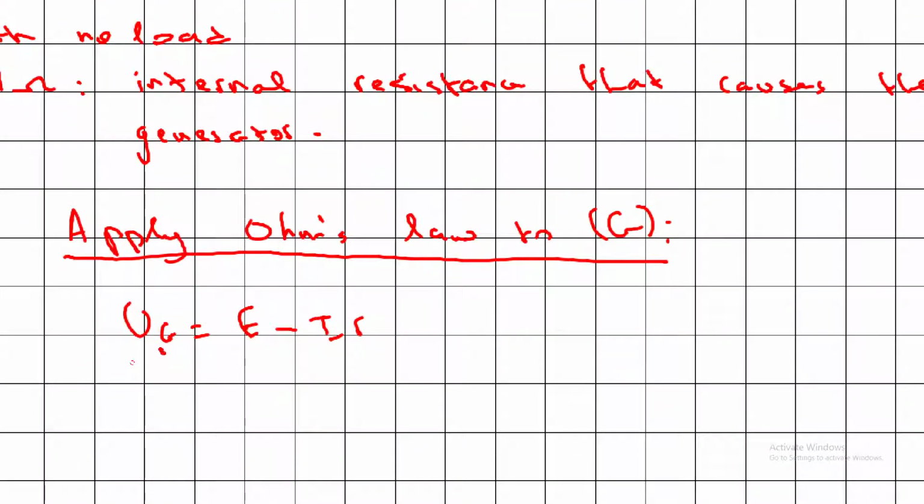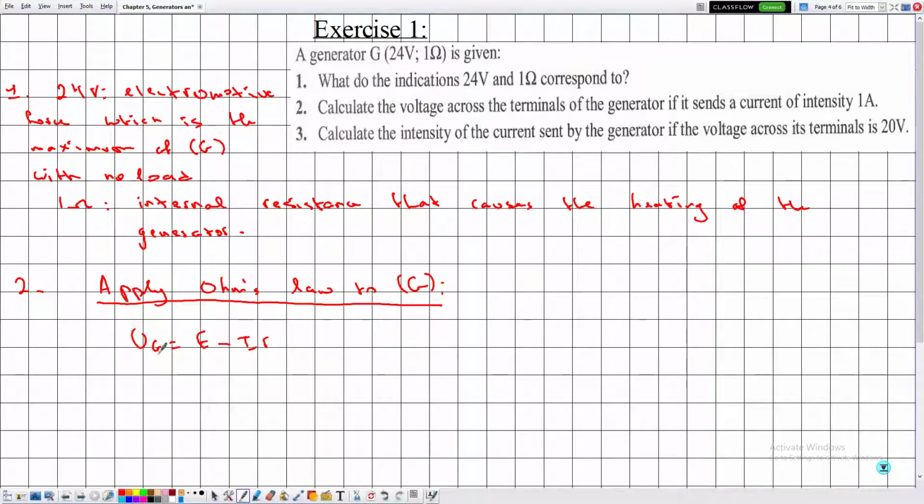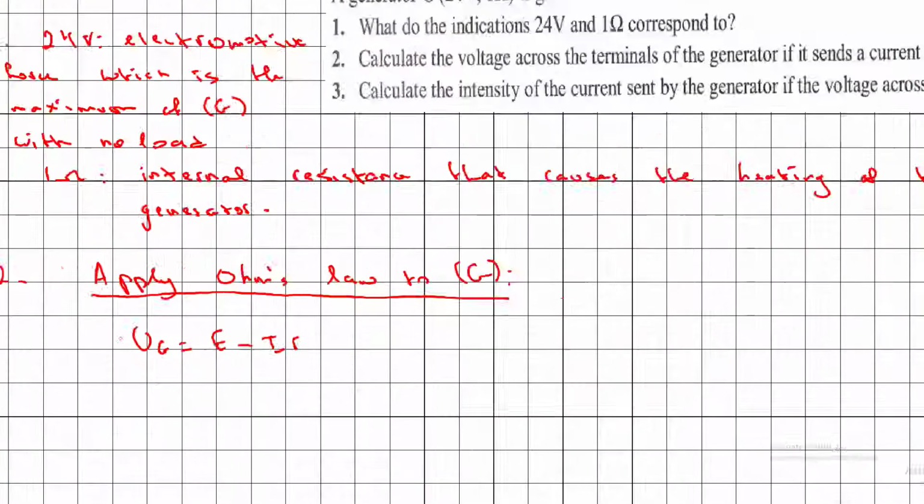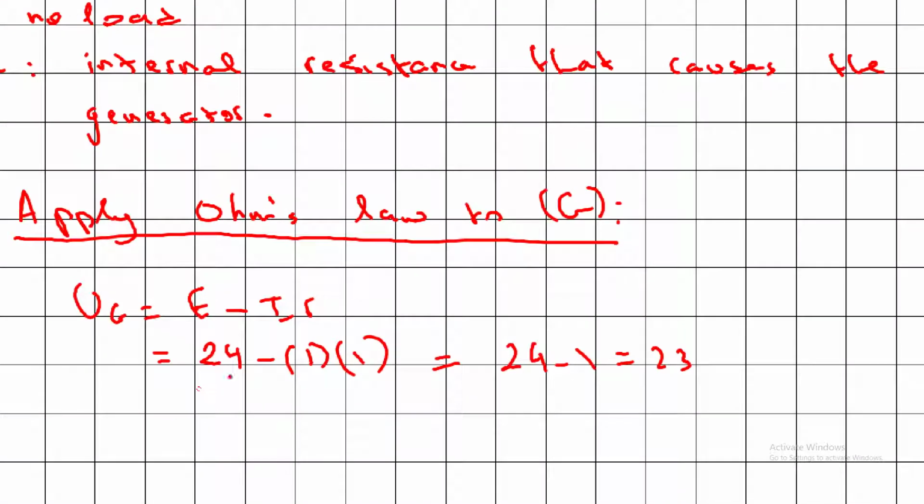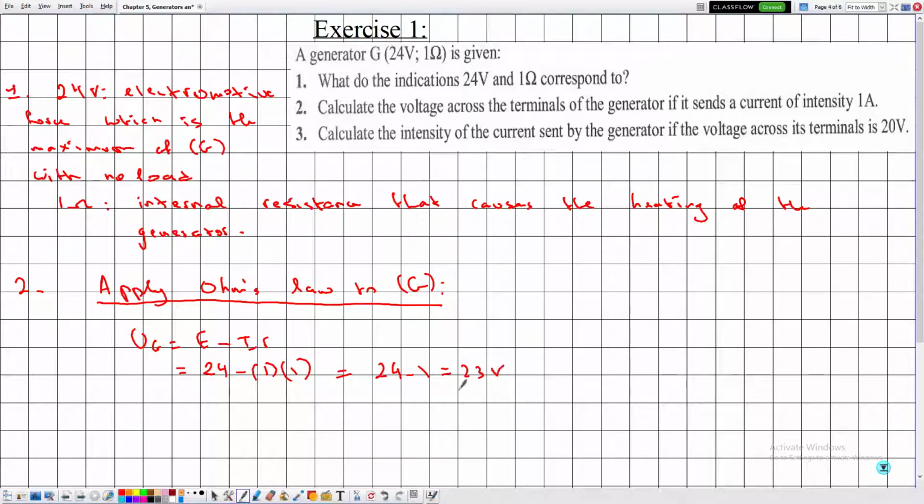Here there is no need to distinguish between 2 points because we are not considering an electric circuit, and we are interested in calculating the voltage. So this is the quantity we are interested in calculating, which is equal to the value of E, the electromotive force, given by 24, minus the value of the traversing current, given by 1, multiplied by the internal resistance, which is also given by 1. So this is equal to 24 minus 1, which is equal to 23. Since everything is expressed in the SI, the value of UG will be in the SI, which is volts. So UG is equal to 23 volts.